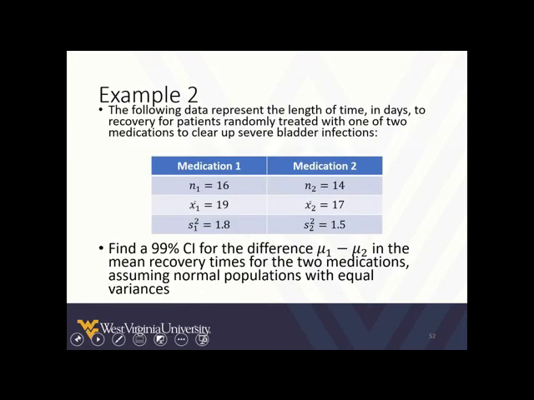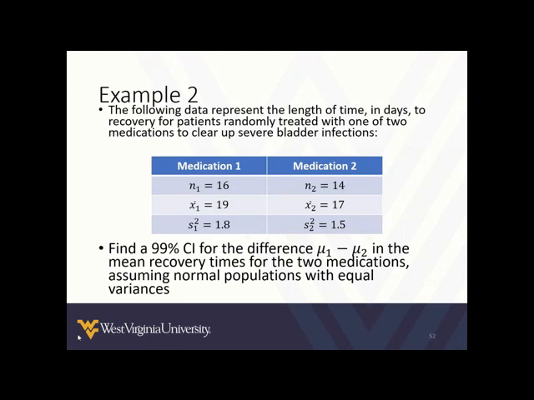Now let's take a look at example two. The following data represents the length of time in days to recovery for patients randomly treated for one of two medications to clear up severe bladder infections. For medication one, we were given a sample size, sample mean, and sample variance of 16, 19, and 1.8, respectively. And for medication two, we were given once again, sample size, sample mean, and sample variance of 14, 17, and 1.5, respectively. We want to find a 99% confidence interval for the difference, mu 1 minus mu 2, in the mean recovery times for the two medications. Assume normal populations with equal variances.